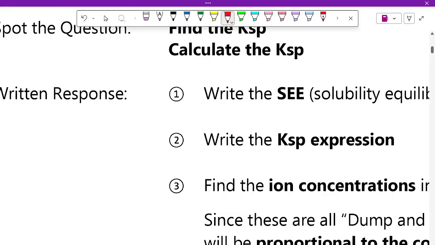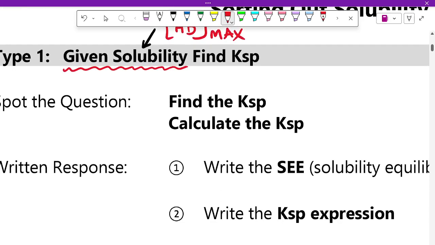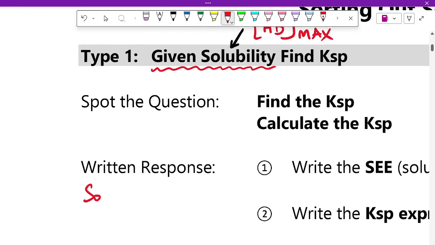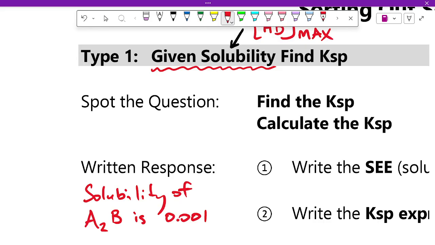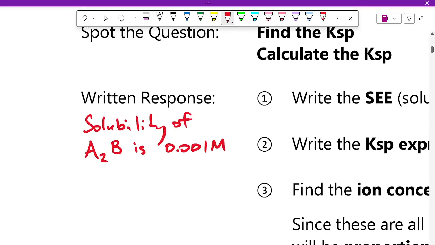Because this is going to be a dump and stir type problem, they're going to say the concentration of AB is, or the solubility of A2B is 0.001 molar. How would you find your ion concentrations if you know that? Pardon me? Yeah. And then you just do stoich. Absolutely.